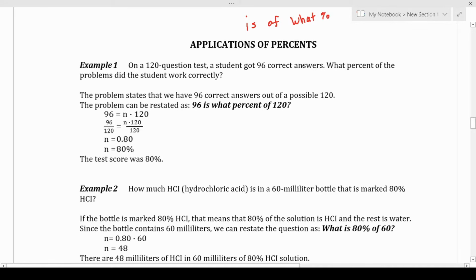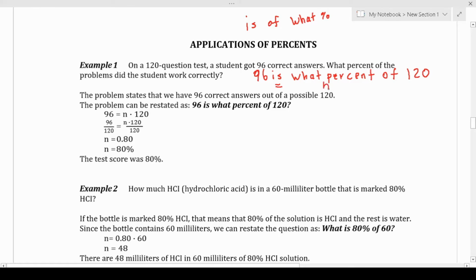So let's think about how we're going to do that. In this case, it's pretty straightforward. We can write 96 is what percent of 120. Okay, and again, we have our is, which is equal.